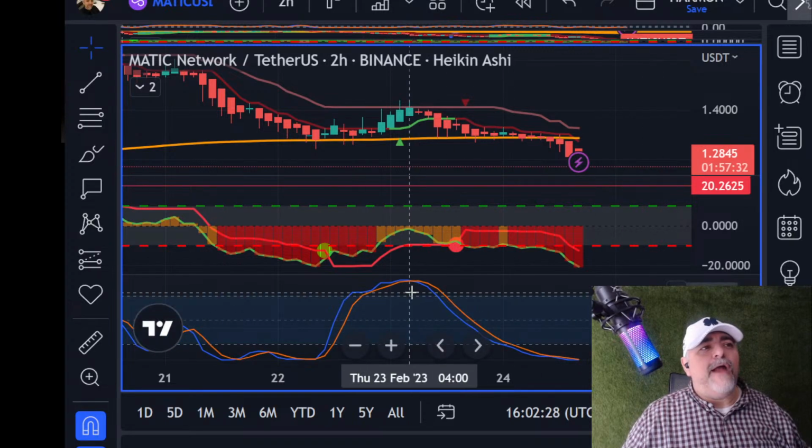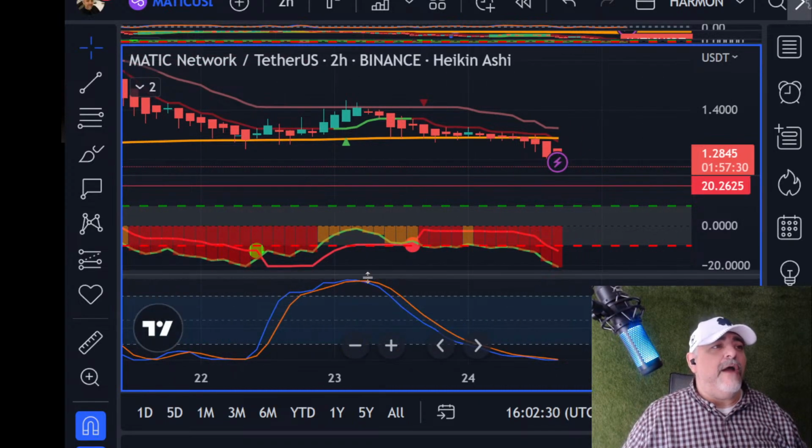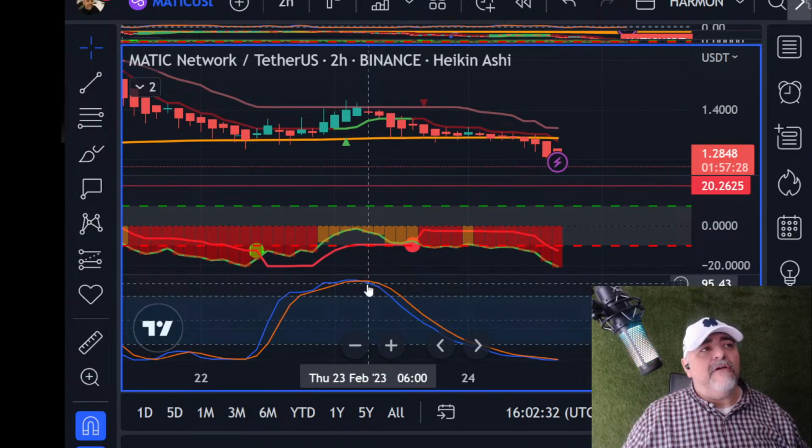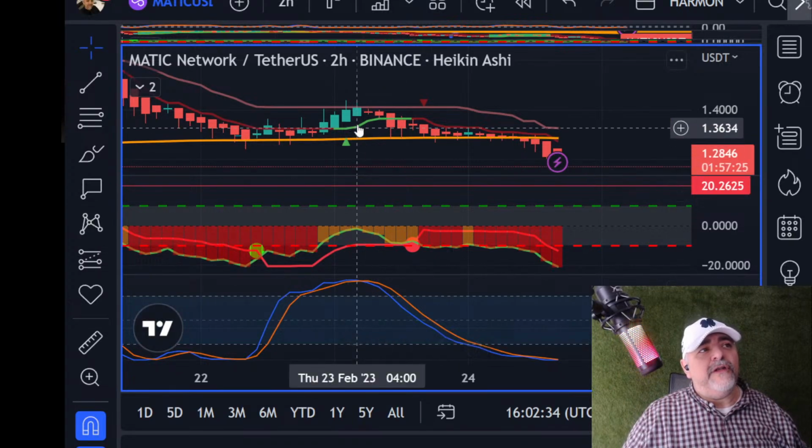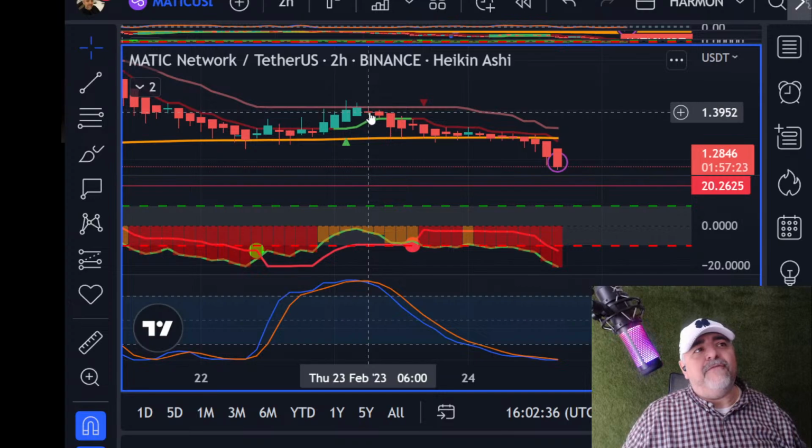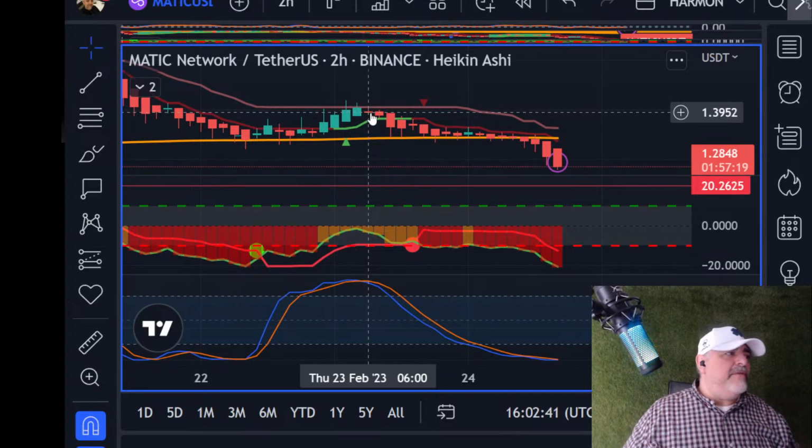What is the 2-hour RSI doing? Step 1, 2-hour RSI, right? Here we go. The RSI came in here and it's been short ever since this level of $1.40. See how easy this is to trade? This is the simplicity of how to make money in crypto.